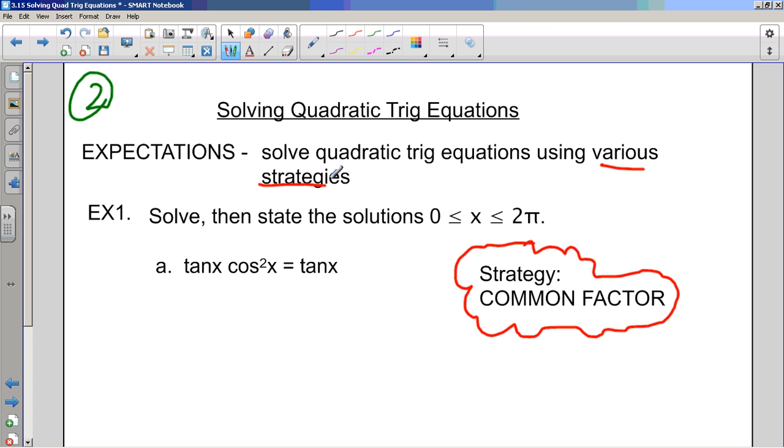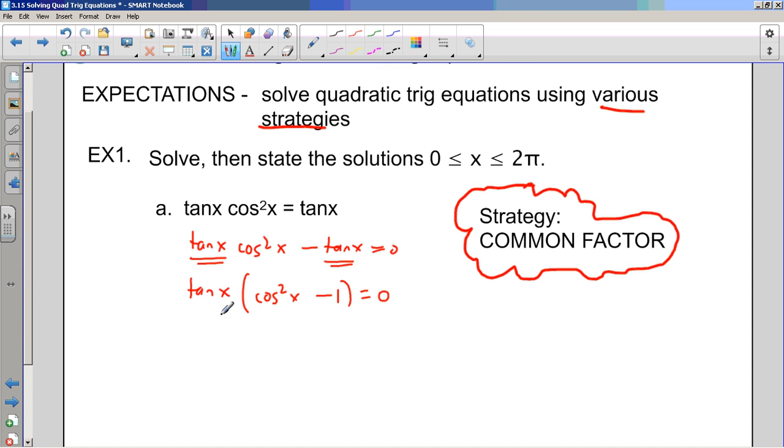Same thing last day when we were doing that equation, we couldn't divide by x because we would be dividing by 0. So what's the strategy? Well, when we want a factor, we have to have one side equal to 0. So I'm going to get the tan x on the other side. And then you see there's the common factor that I was talking about. So I get tan x out front. What am I left with? Cos squared x minus 1 equals 0.